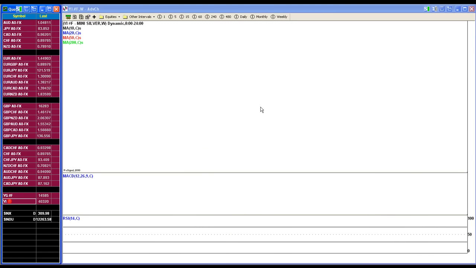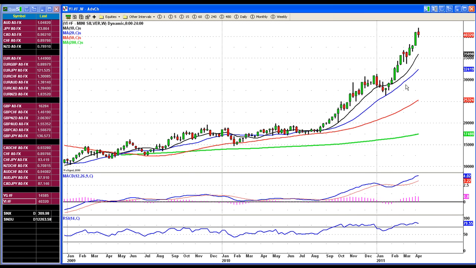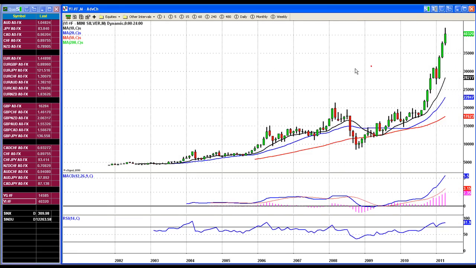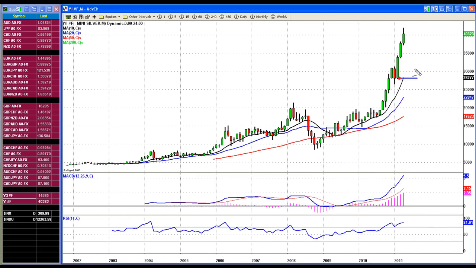And lastly, silver. Silver still continues. I mean, it's been fantastic. This absolute monstrous move. Look at this monthly chart. Having said that, it's one of those moves that could just continue up to $50, $60. It doesn't have to pull back to the moving averages.